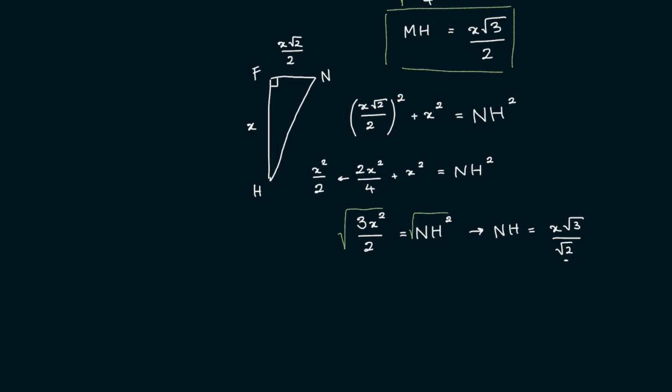And we want to rationalize the denominator. We don't want there to be a square root down there. So we'll multiply the numerator and denominator by radical 2. And we'll get that this is equal to x times the square root of 6 over 2. Right, and here's another bit of information that we need to save.